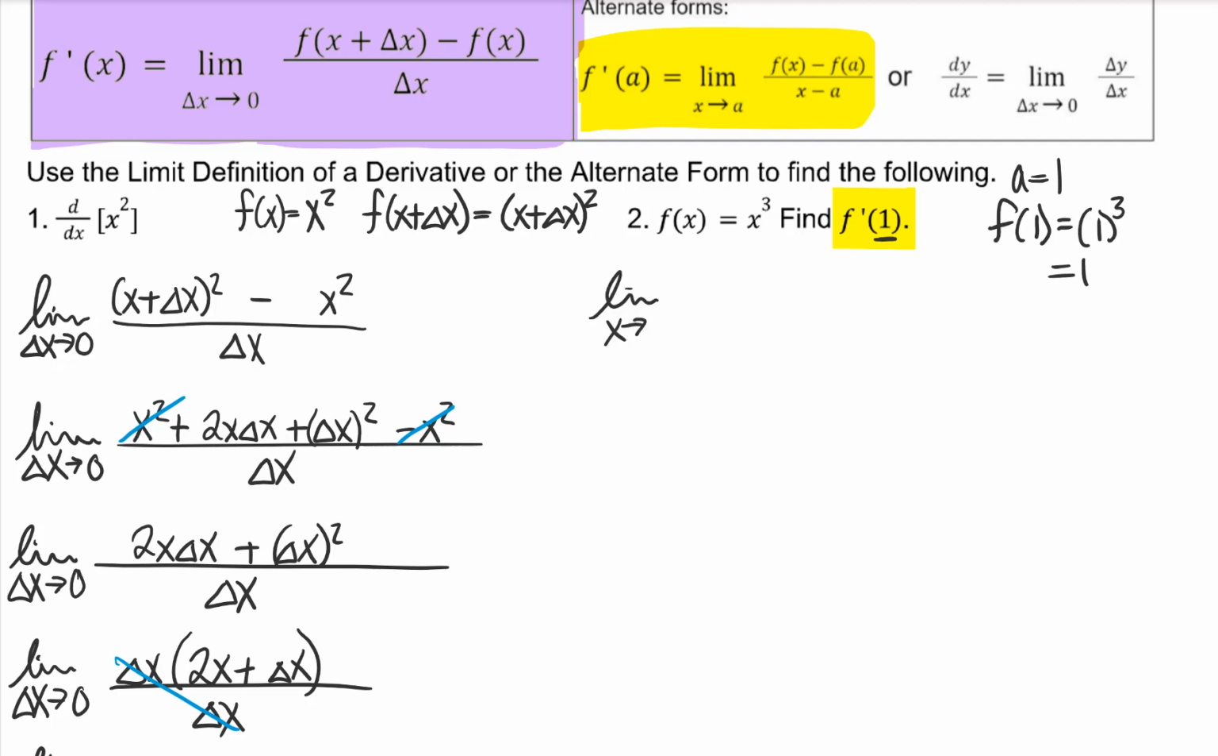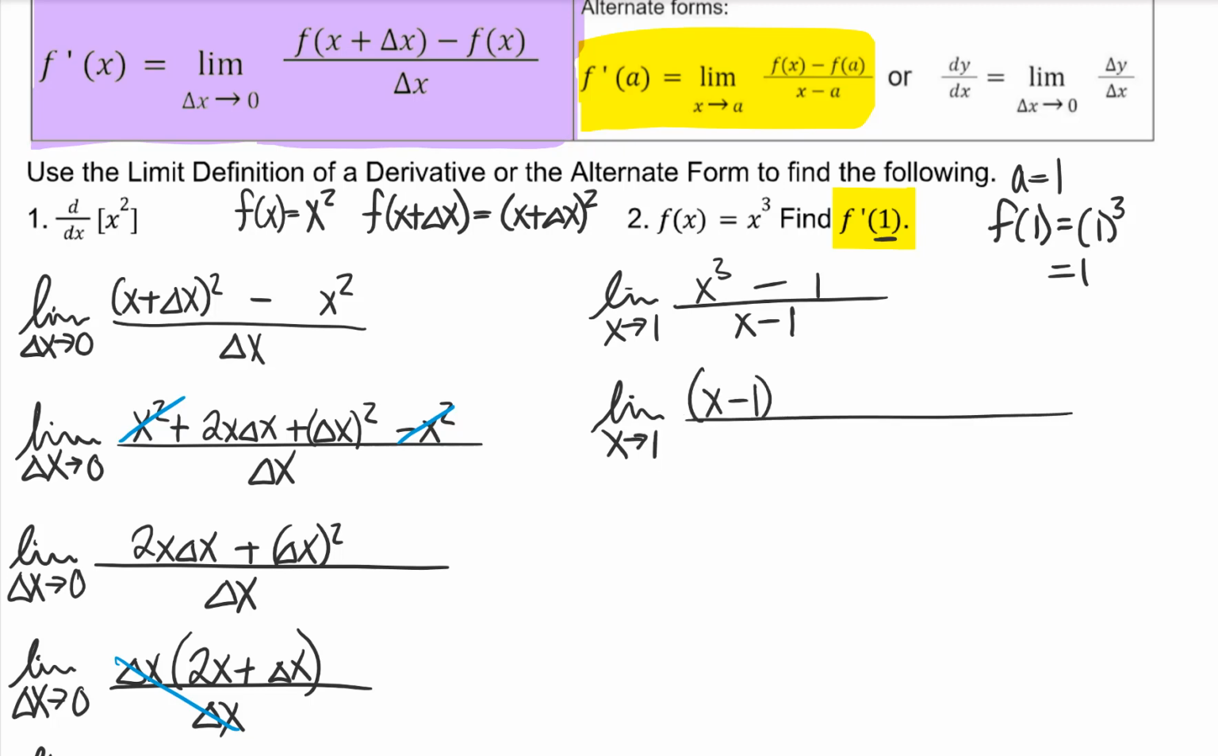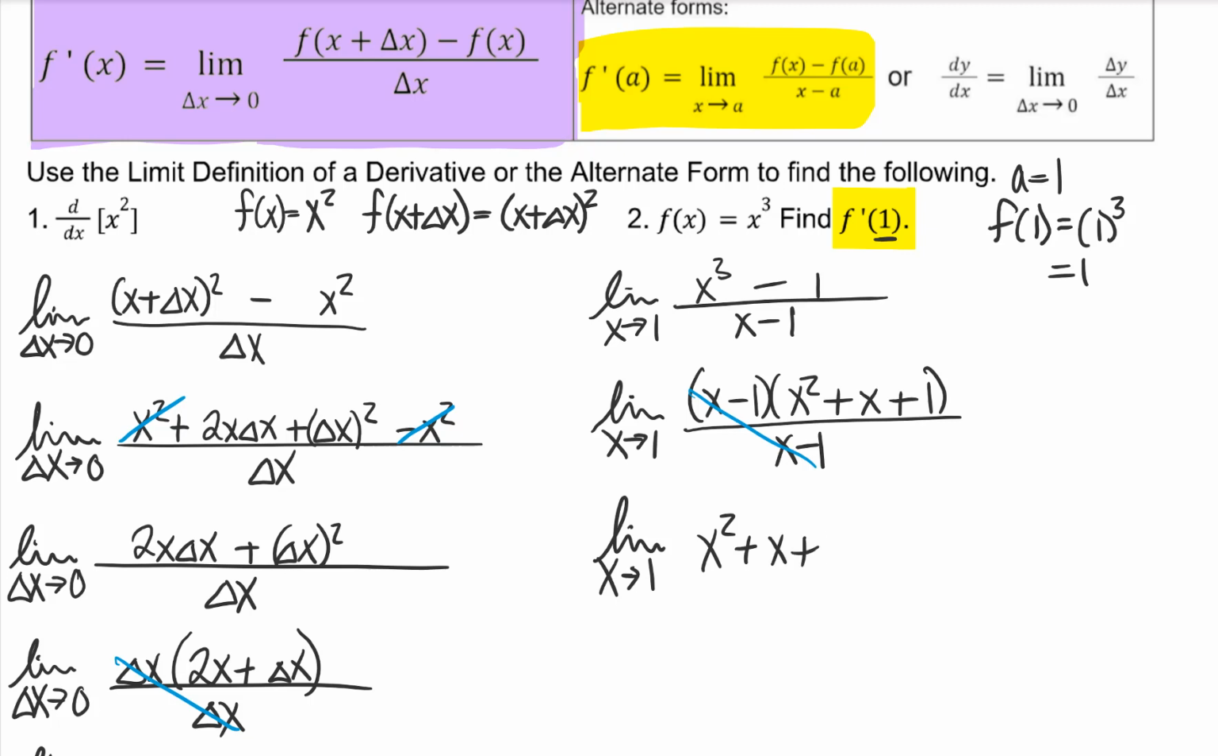The limit as x approaches A, which is 1, of f of x, x cubed, minus f of a, 1, over x minus a, which is 1. You may notice that we can factor x cubed minus 1. It is a difference of perfect cubes. And now it's possible to use direct substitution. So f prime of 1 is 3.